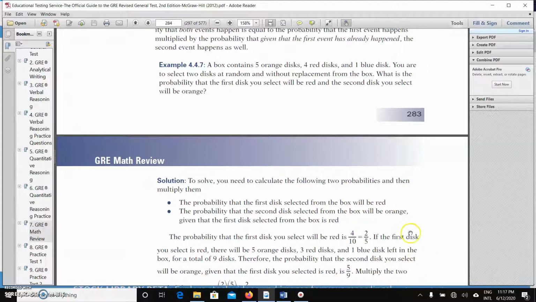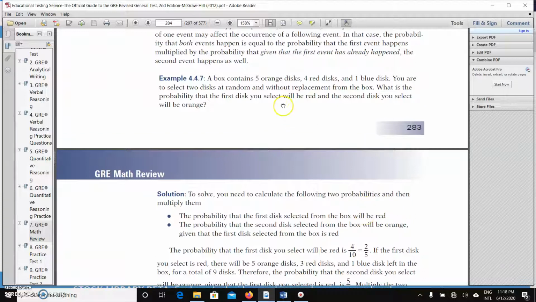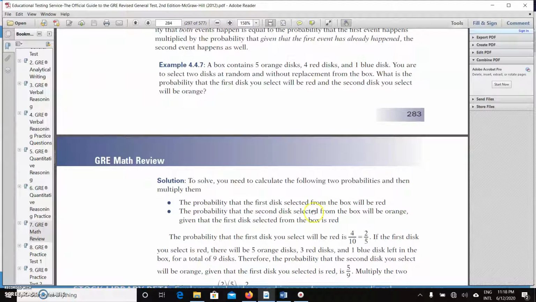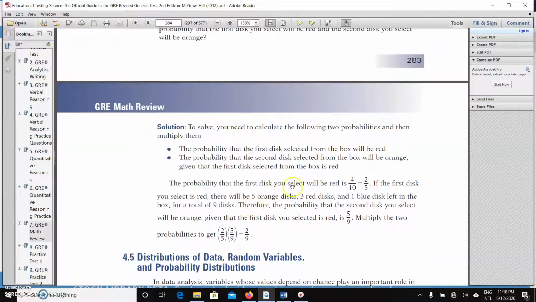But since there is no replacement, it means that since we picked red first, the total number will reduce. You understand? Initially the red was 4 before. Since we've picked it the first time, the second time it will now be 3. That's the meaning of that. So the total number left will now be 9. So that's the meaning. Let me just read through the line so that you can understand it.